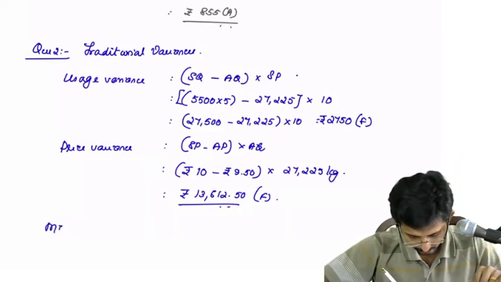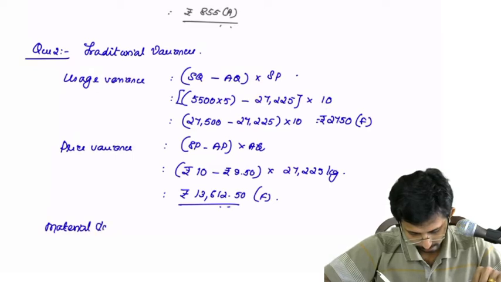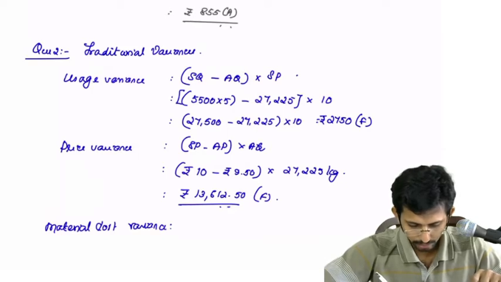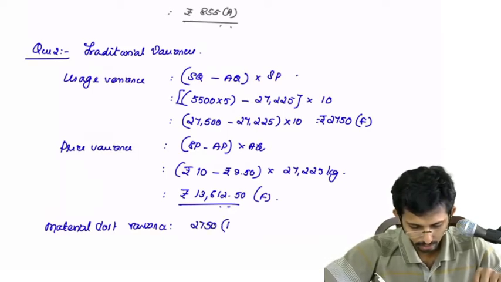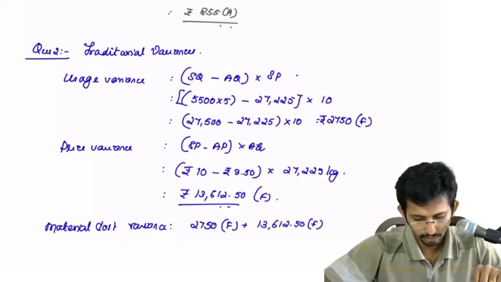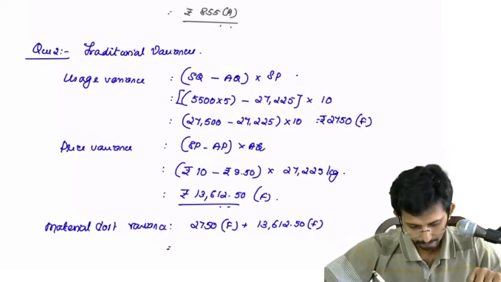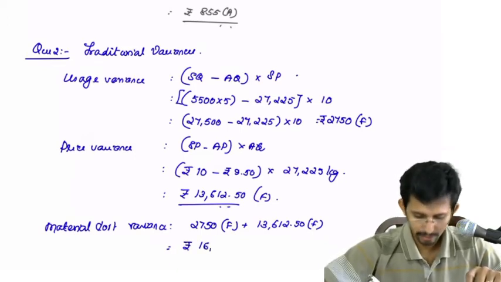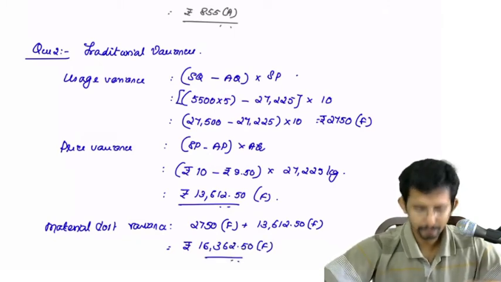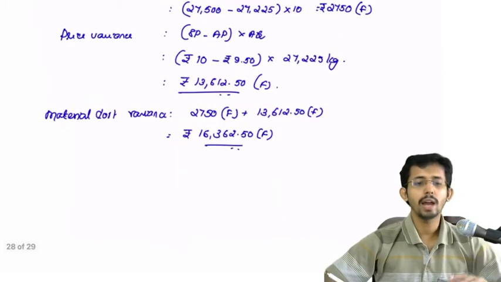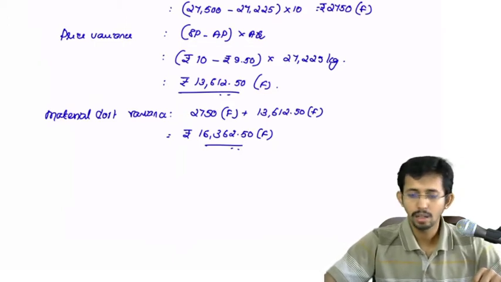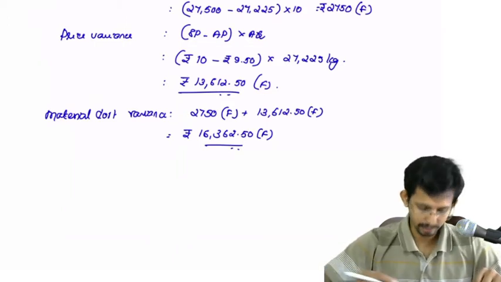So the total material cost variance is equal to how much? 2,750 favorable plus 13,612.50 favorable, and the total will be rupees 16,362.50 favorable. Okay, now what you have to do is work out the operational variance and planning variance. So first we will do the planning variance, then we will go to operational variance.